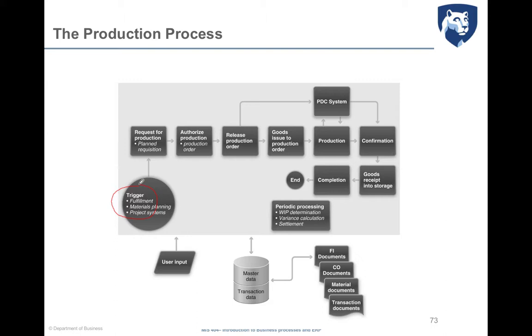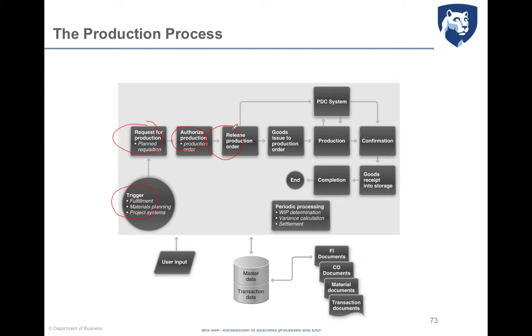Once we have this trigger in place, the request is first authorized for production, for example, by the head of production or the production supervisor, which release the production in the forms of production orders. So there is a request for production which is authorized and then released in the production system in case all is okay.